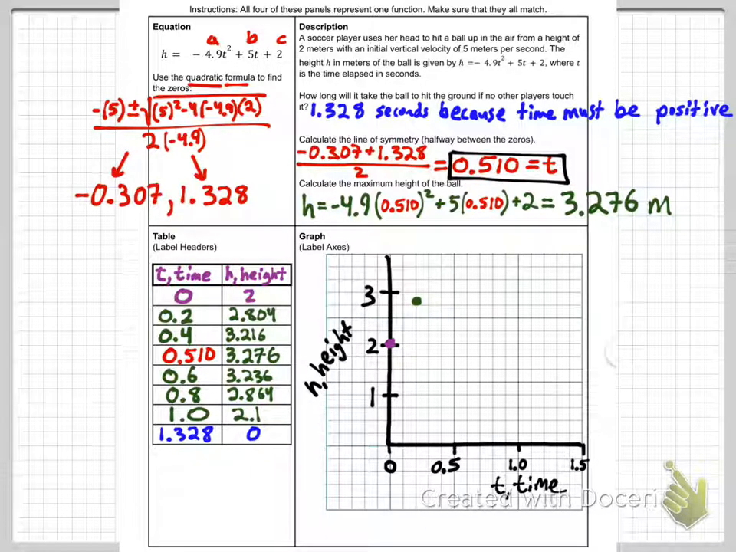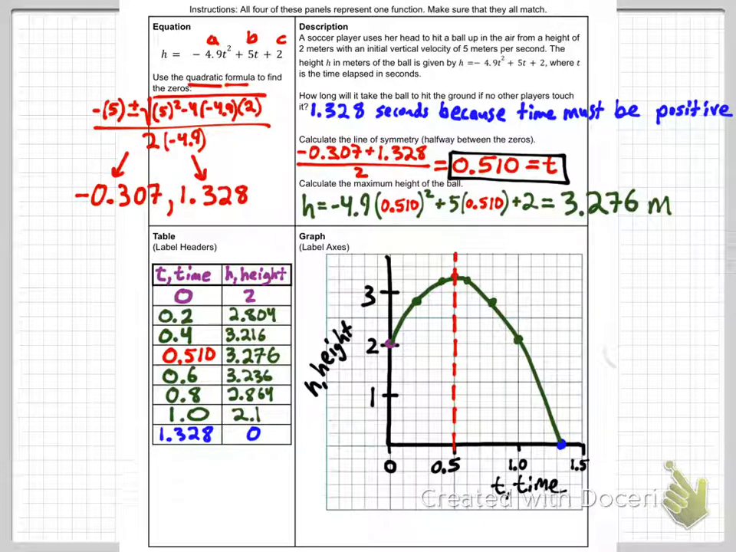Another thing I did was I made every step to the right 0.1. So 0.2 is easy to find, 0.4 is easy to find, 0.5, there's our maximum, and then we start coming back down. Again, I'm not being super precise, but I'm just marking these as well as I can, and our final point, 1.328, is somewhere around there. So I'm just going to connect all of these dots with a curve as best as I can, and now we have the path of the ball.